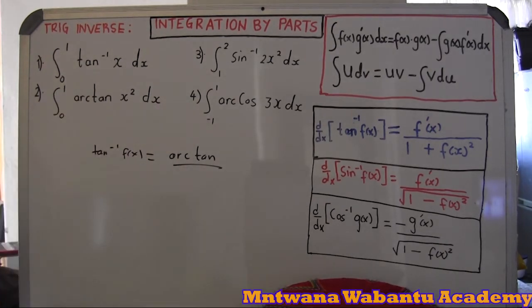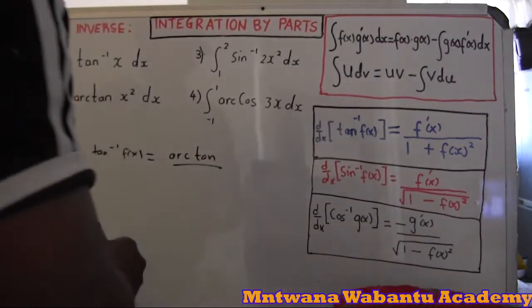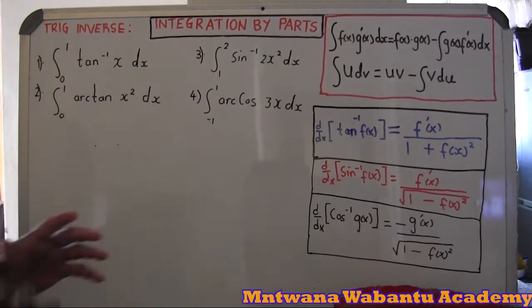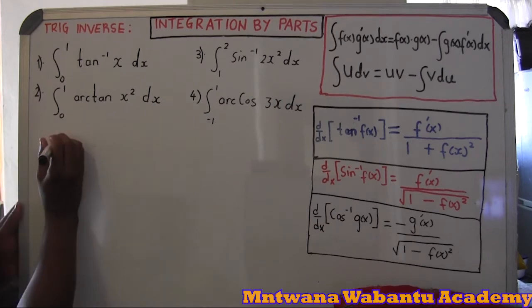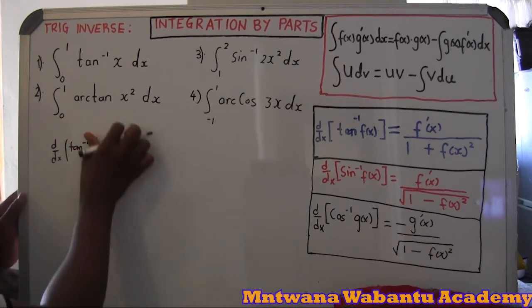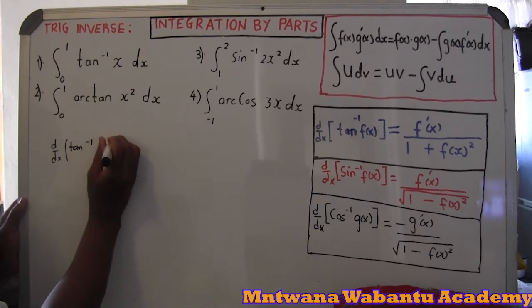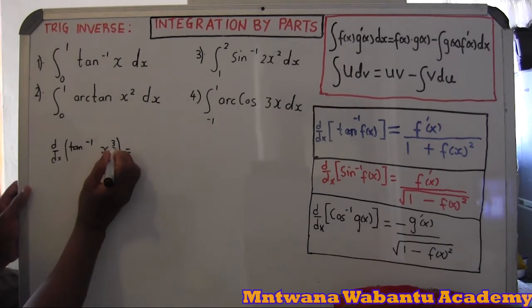Now let's get down to business. Let's start with the first question. First and foremost, before we get to integration by parts, let's start with the inverse of trigonometry. If somebody gives you, let's say, differentiate tan inverse of a certain function, let's say x cubed. So this is the function. What you do is take this function, then differentiate.